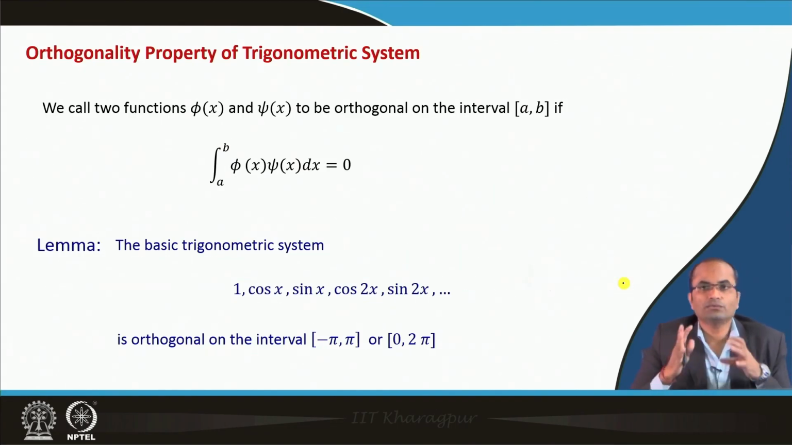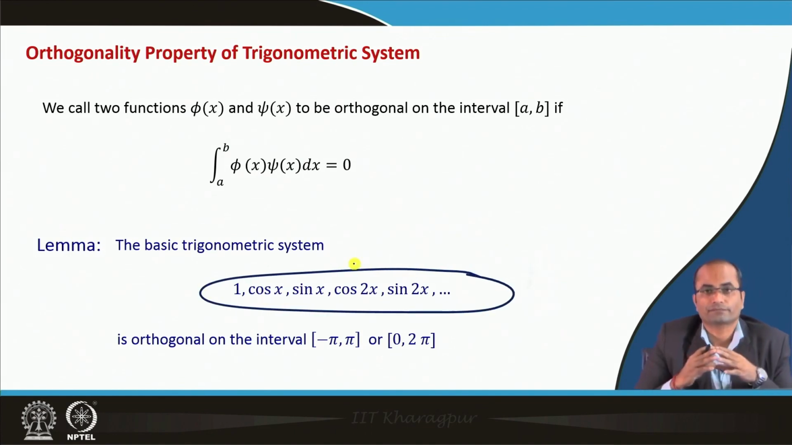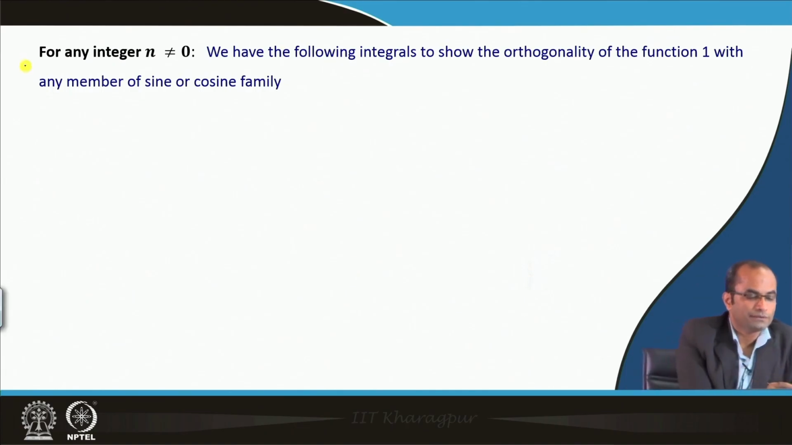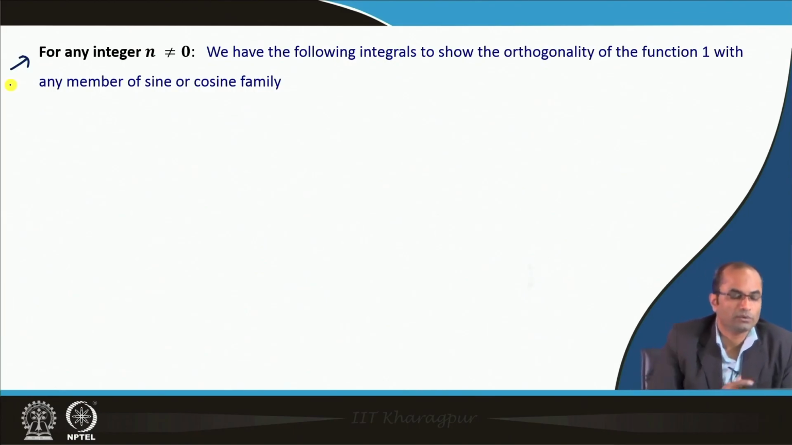So, if we take any two members from this system, and their product is integrated over the interval minus pi to pi, the value of this integral is going to be 0. This is what we will observe now. So, we will consider different cases. First, we are considering that n is an integer which is not equal to 0.